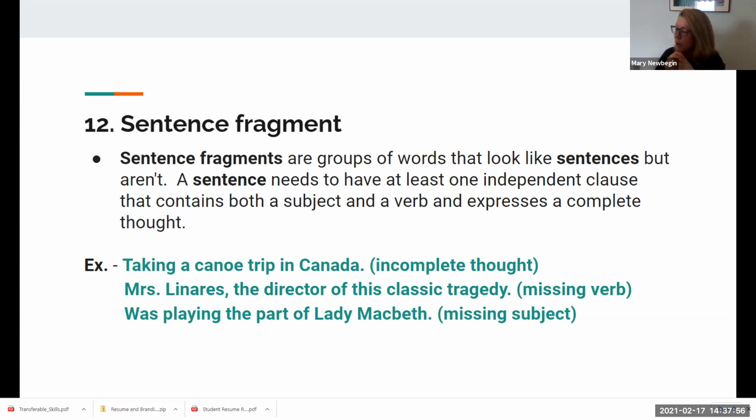"Was playing the part of Lady Macbeth." That's our third example there. There's a missing subject. Who's playing the part? So just be careful that when you're trying to build a good sentence, you need a subject, a verb, and an object in order to have a complete sentence.